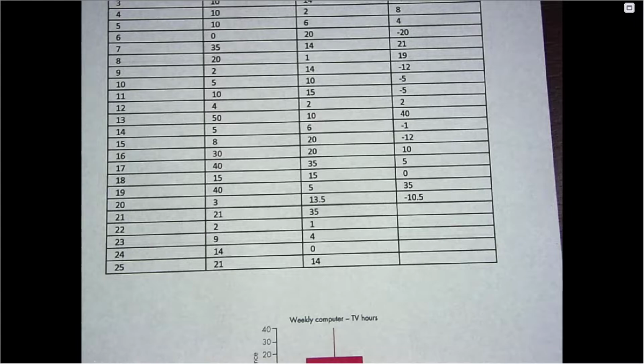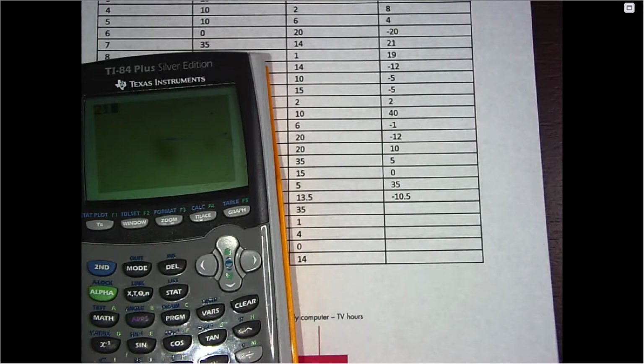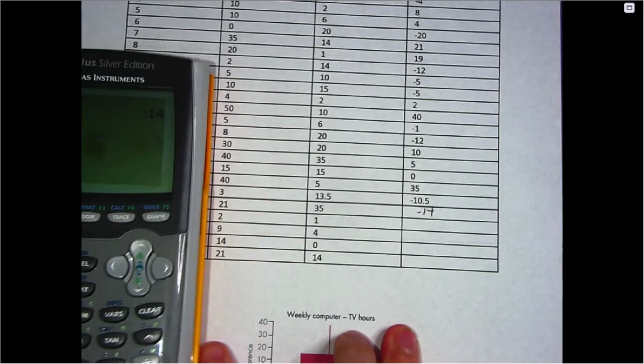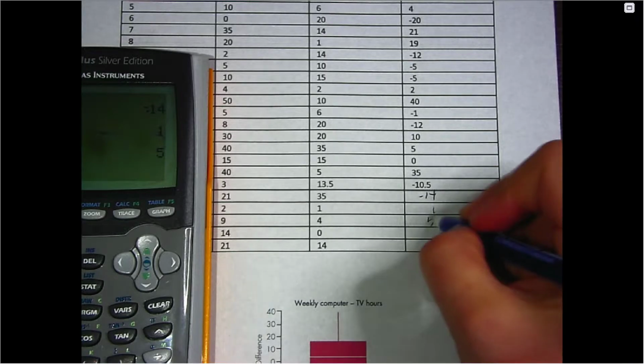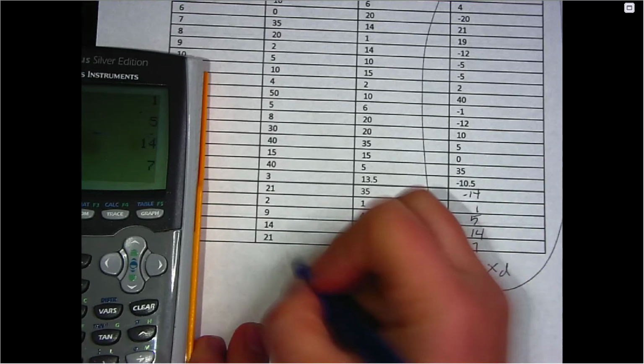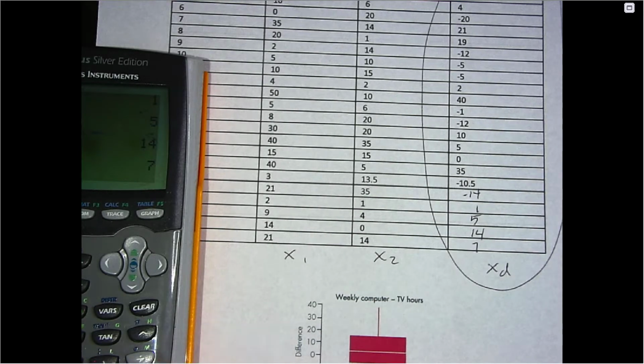If we were to continue calculating these differences, we would have 21 minus 35, which gives a difference of negative 14. Then we have 2 minus 1, a difference of 1, 9 minus 4, a difference of 5, 14 minus 0, a difference of 14, 21 minus 14, a difference of 7. Now in the end, we're only interested in this column, which is essentially the x sub d. Here, this would be x1, and this is x2. So remember that that formula is just to calculate the differences.